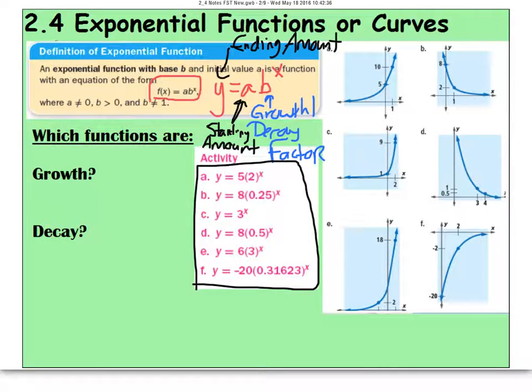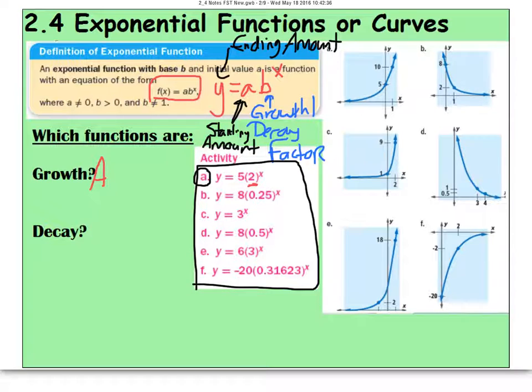So if we look at letter A, the graph is here, and we can tell by the picture, you just read it left to right like you would a book. If you read it left to right, you're going to see this one growing, so graph A is considered a growth function. You can actually see it in the equation. If you look at the growth or decay factor, which is raised to the x power, it's a 2. So that is greater than 1, therefore it's considered growth.